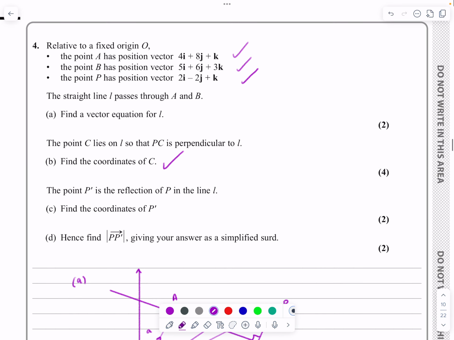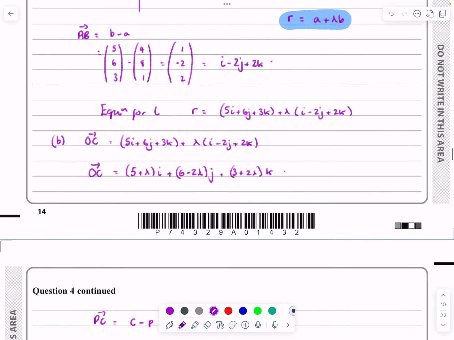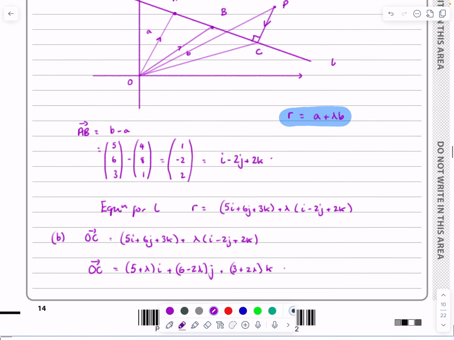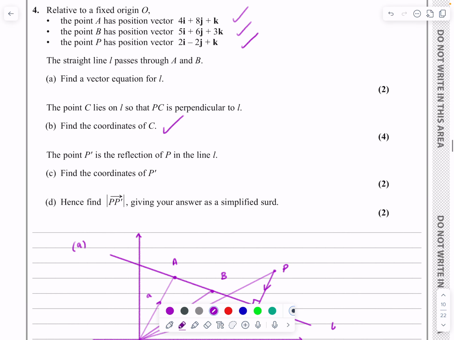No, they wanted the coordinates of C. So let's just be careful about that. Coordinates of C then. So point C is 6, 4, 5. We've done a lot of work to get that. Let's not lose a mark for not answering the question properly. Okay, on to the last part then.